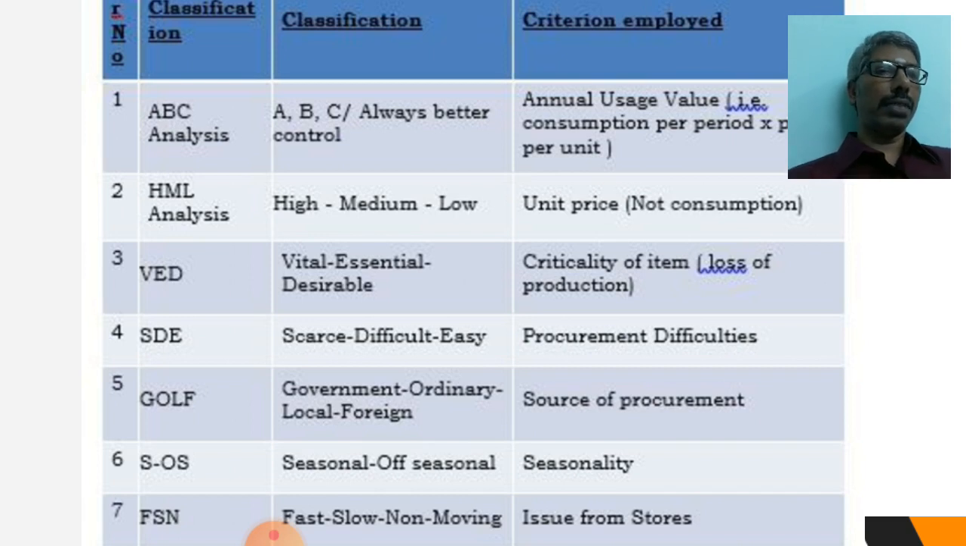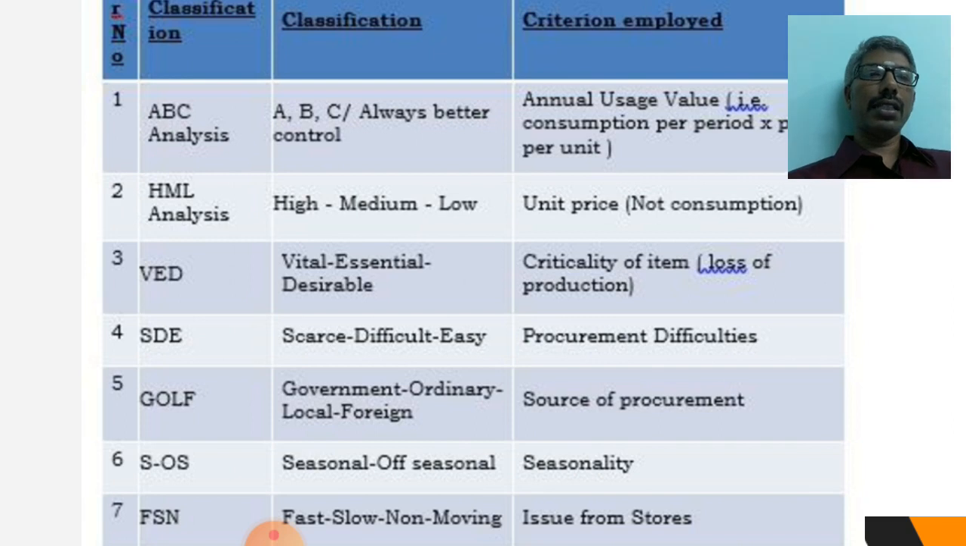Okay, here the materials are grouped as high, medium, low, and here the importance is given to the unit price. Okay, here we give more importance or concentration to the materials which have a high material price irrespective of the consumptions. Okay, here we give the importance to the materials which have a high unit price.